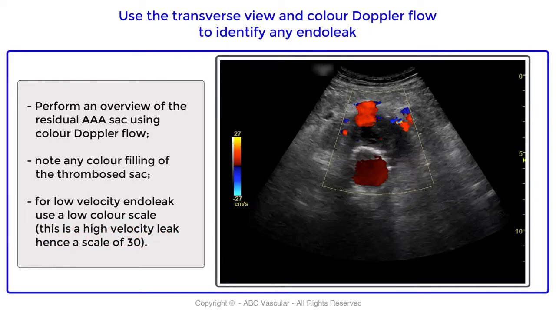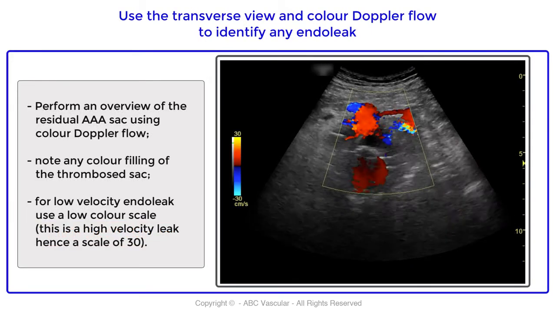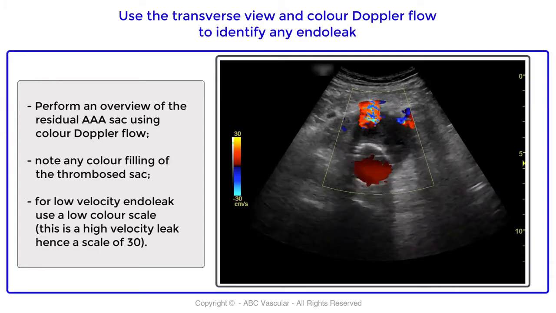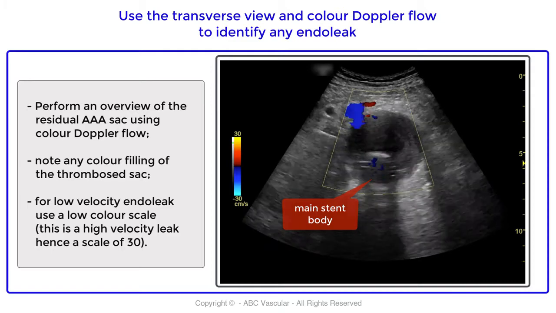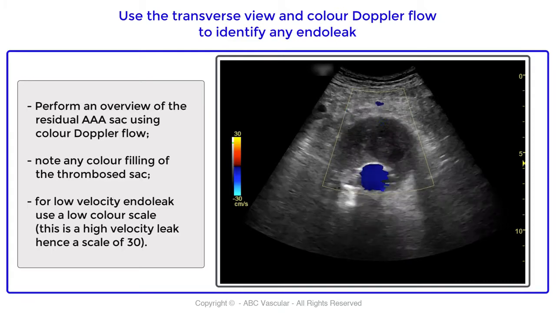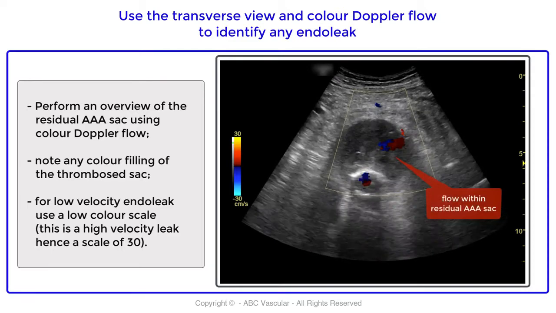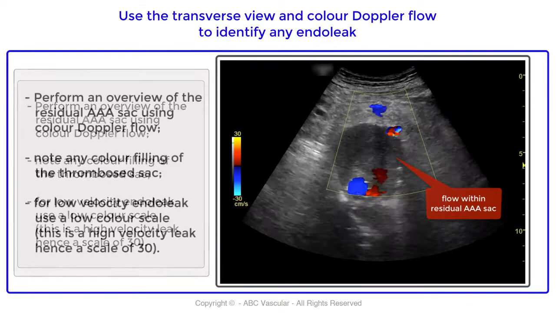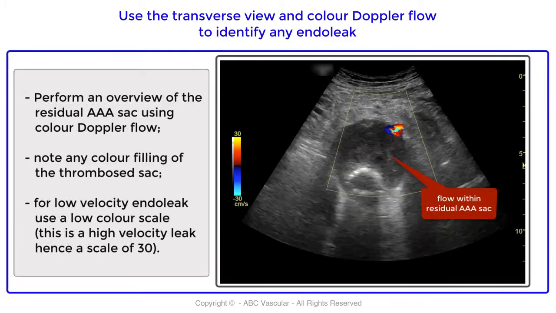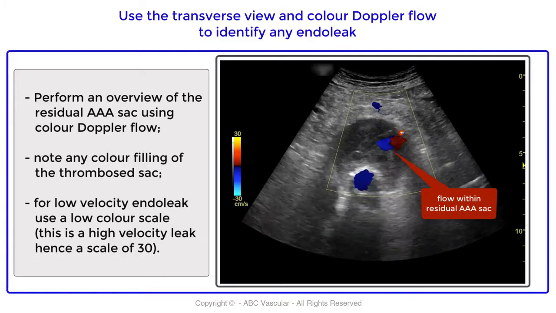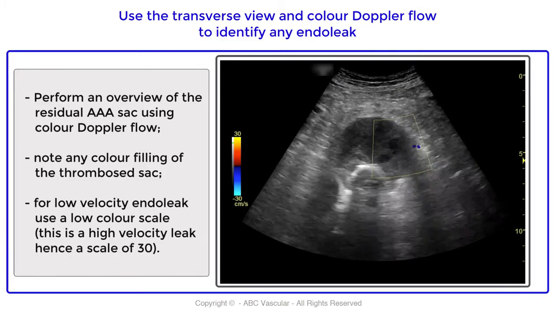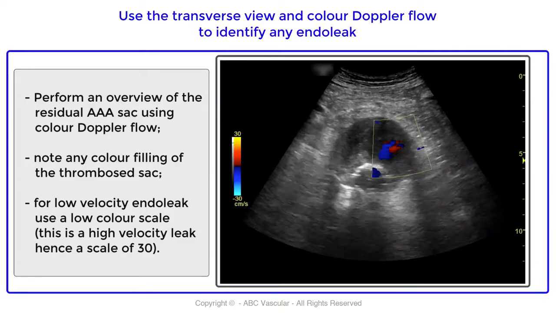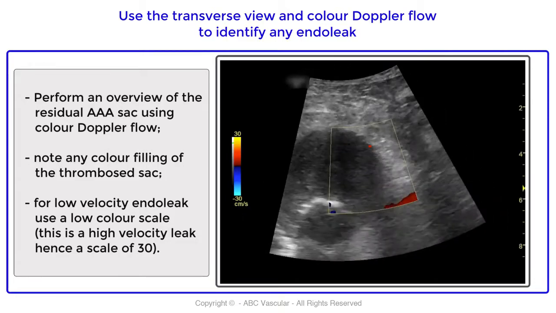We then apply color Doppler flow and we perform an overview of the endovascular repair to identify any flow filling within the thrombosed residual AAA sac. We can spot here evidence of color flow, and we can see that this flow enters from a blood vessel which is outside of the residual thrombosed abdominal aortic aneurysm. We can see that this flow is pulsatile.